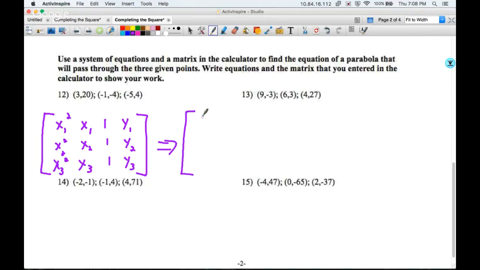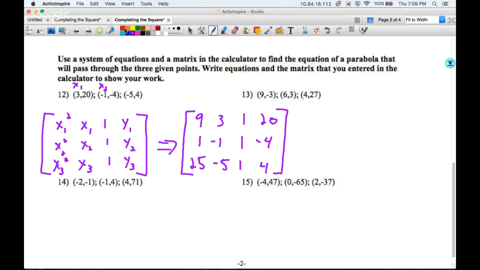What that's going to look like when I plug in those values is 9, 3, 1, 20. That's x sub 1 there. This is going to be negative 1. No, wait, I made a mistake. X sub 2 is this negative 1. When I square that, it becomes a positive 1. Then we've got a negative 1, positive 1, and 4. Then we've got positive 25 for negative 5 squared, negative 5, 1, and 4.